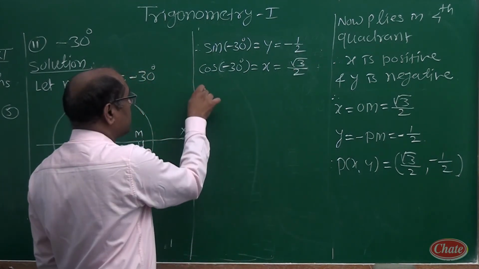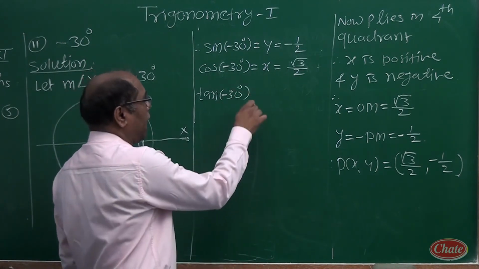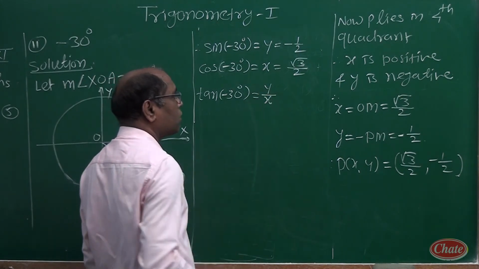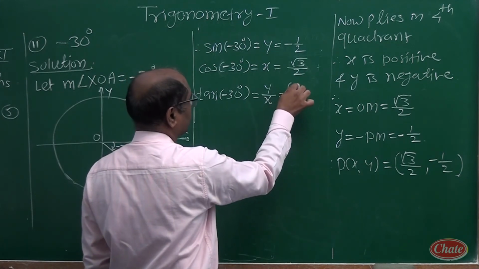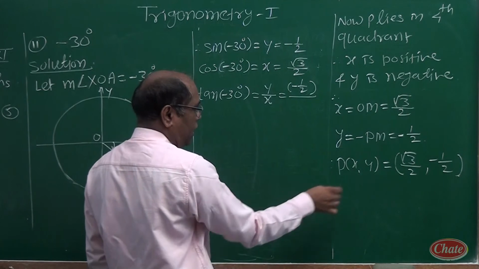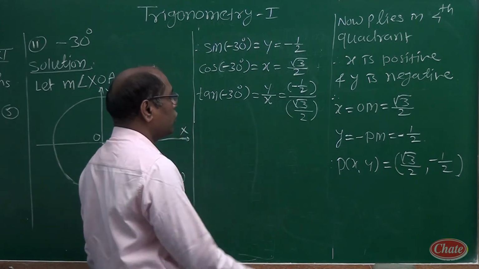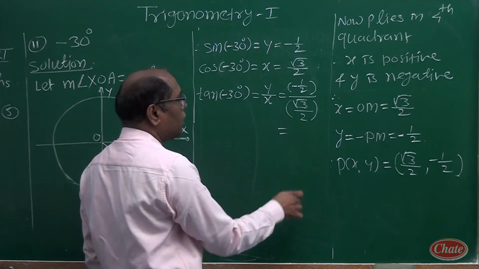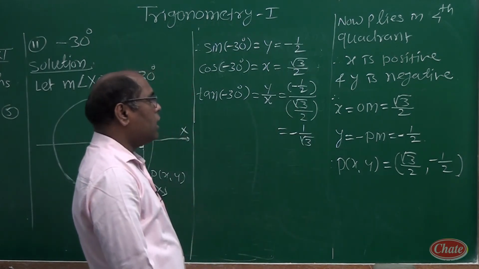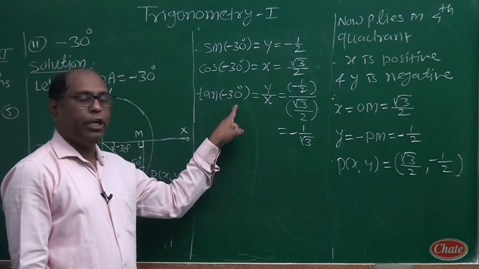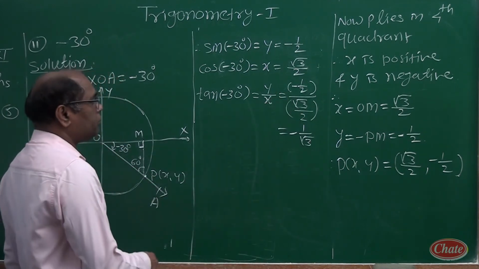Then tan of minus 30 degree. Tan is equal to y upon x. So what is the value of y? Minus 1 by 2. What is the value of x? Root 3 by 2. Okay, so here 2 get cancelled. So what we get here? Minus 1 upon root 3. So tan of minus 30 degree is equal to minus 1 upon root 3.